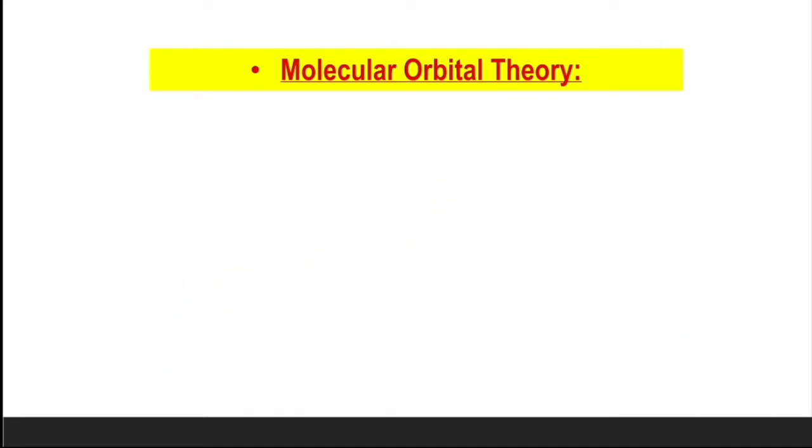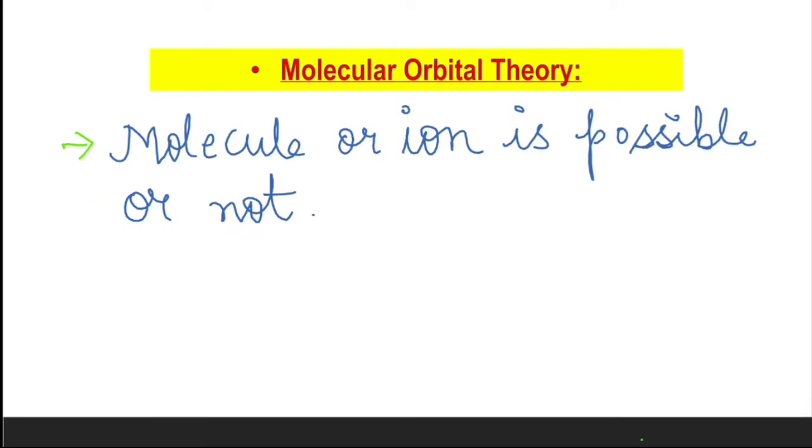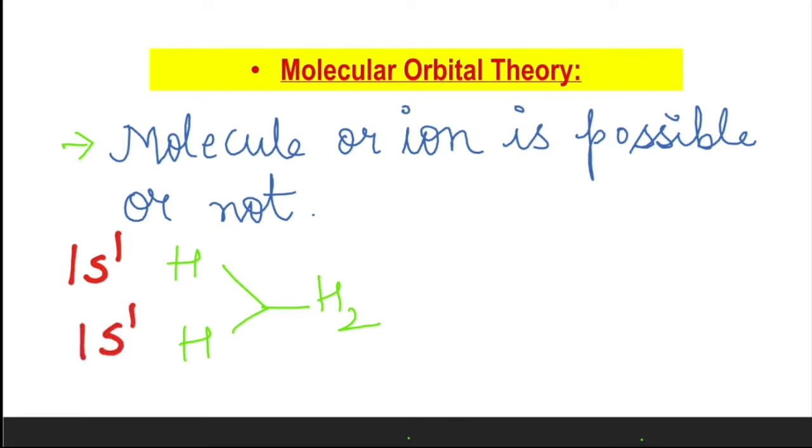Now what is the significance of molecular orbital theory? The first one is that it will suggest to us whether a molecule or ion is possible or not. Supposing we talk about H, that is hydrogen, combines with hydrogen to form H2. Now why is this possible? Because one hydrogen has one 1s electron and the other one is also having one 1s electron. So both are going to combine together and molecular orbitals will be formed.